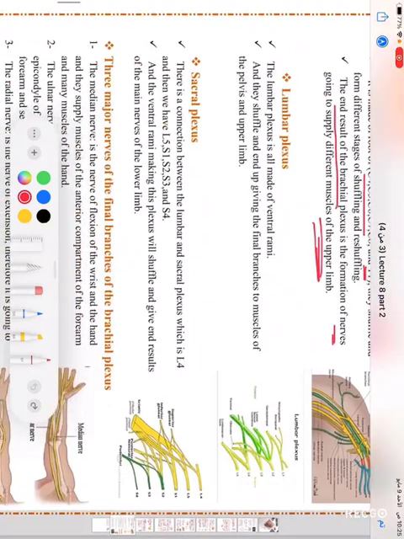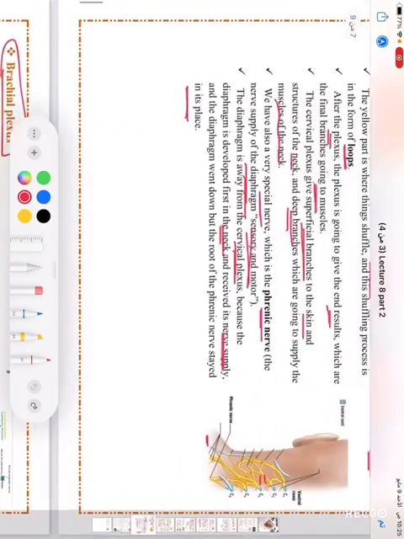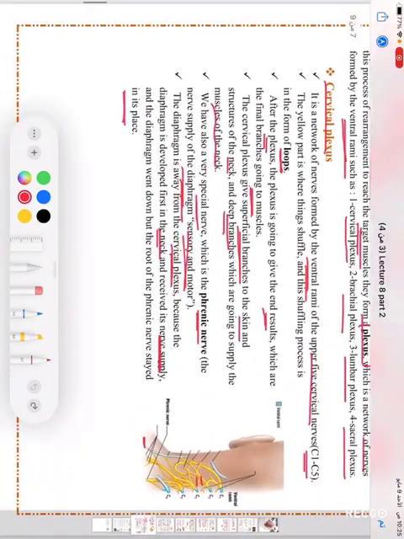Lumbar plexus. The lumbar plexus is all made من ventral rami and they shuffle and end up giving the final branches to muscles of the pelvis and lower limbs. يعني حكينا إنه cervical plexus مسؤول عن عملية السكن and the neck.